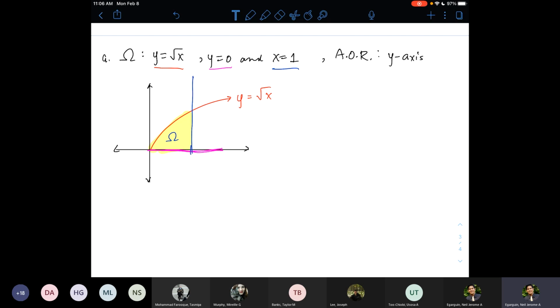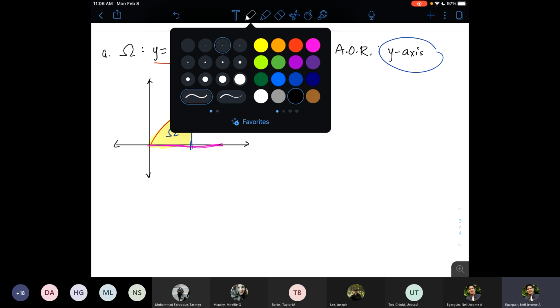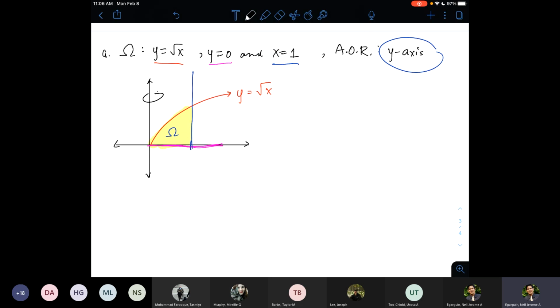And then the key here is to take note of the axis of revolution. The axis of revolution is the y-axis. So we are revolving around the y-axis. And then the next thing is to decide what type of strips to use. So it's up to you guys which one to use.